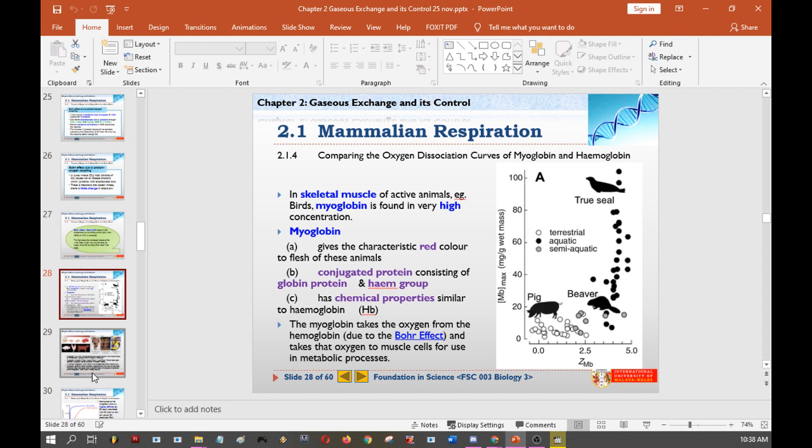If you look at this graph, the more active the animal is, the more myoglobin it has. True seals have a lot of myoglobin because they need to swim, and they also need to heat themselves up because they live in very cold water. It is a mammal, actually. And then we have the pig. Pigs are not really active, they're not running everywhere, so they have very low myoglobin. Beavers would be in the middle.